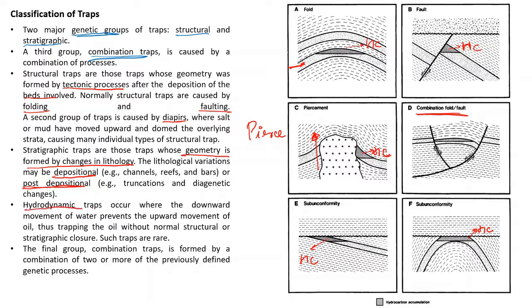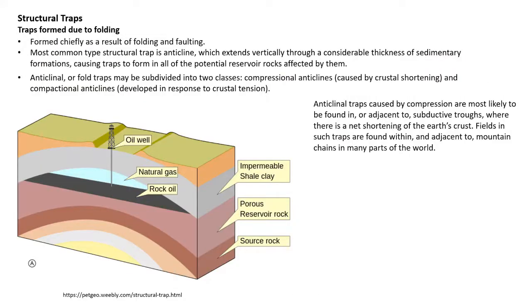Next type is the hydrodynamic trap, where the downward movement of water prevents the upward movement of oil. So let us say that in this type of structure, the oil is moving this way and the water is moving over here. Water being denser, it will block the oil and will not allow it to migrate. That is called a hydrodynamic trap. So this is the general classification of different types of traps. And take my word, if you are sitting for the GSI exam, a question on petroleum traps is bound to come.